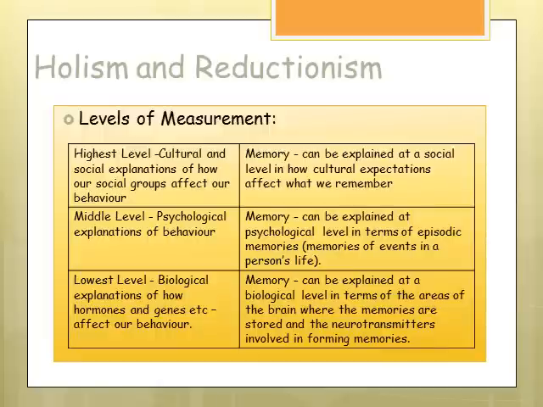You need to be aware of the three levels of measurement. So the highest level, cultural and social explanations of how our social group affects our behaviour. So memory can be explained at a social level in how cultural expectations affect what we remember. The middle level is psychological explanations of behaviour, so memory can be explained at the psychological level in terms of episodic memories, so memories of our personal events. And the lowest level is biological explanation, so how hormones, genes, and brain structure affect our behaviour. So memory, again, can be explained at this level in terms of the areas of the brain where memories are stored and the neurotransmitters that are involved in forming memories.